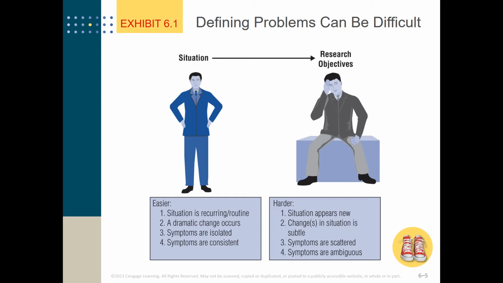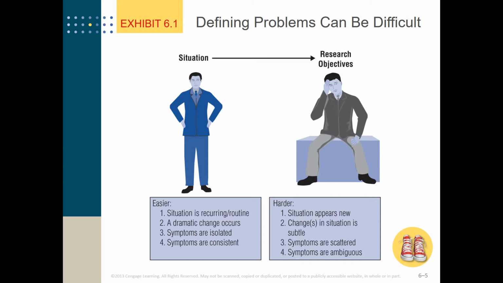Next point is if the symptoms are isolated or the symptoms are scattered. If you can remember, we learned about symptoms in the last lecture. We have seen that symptoms themselves may not be the problem, but they may be indicators of problems. Now, if a company finds some symptoms, and these symptoms are isolated and all the symptoms are pointing to a particular problem, then defining the problem may be easier.